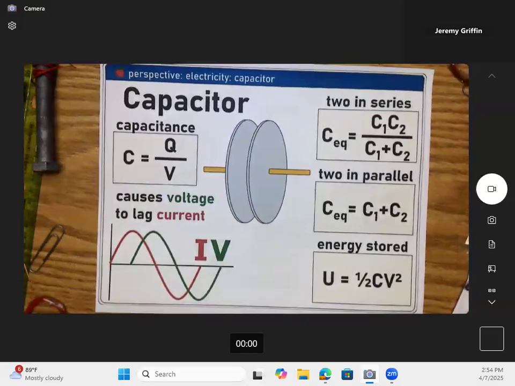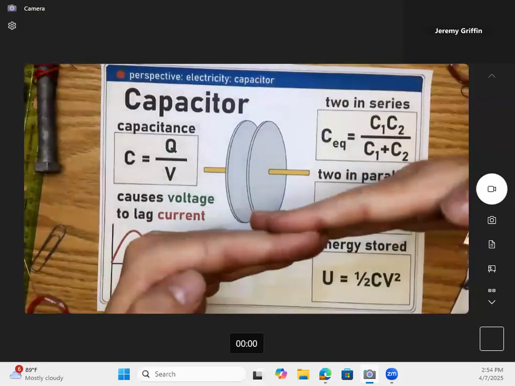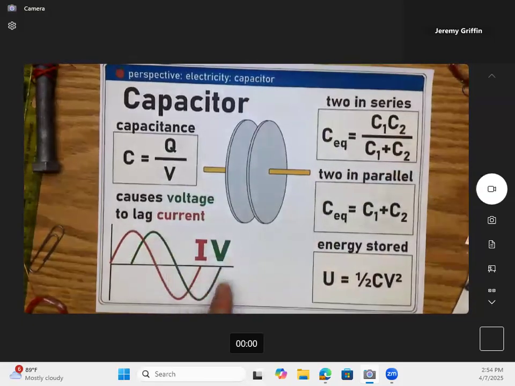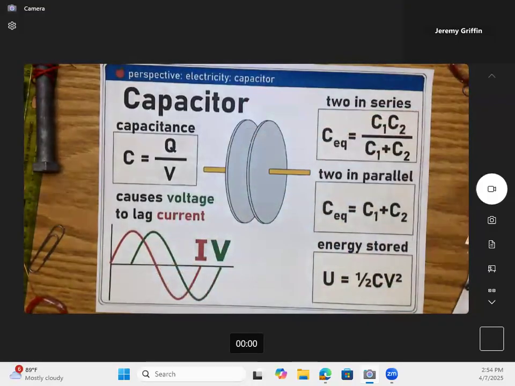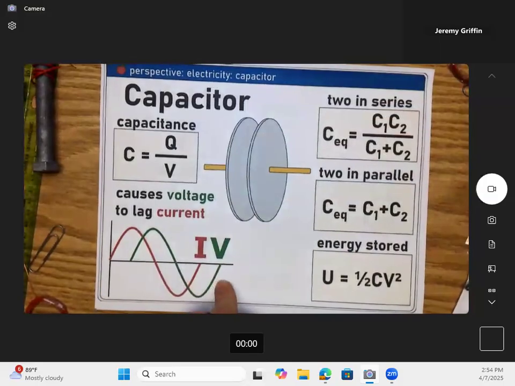If you have one of these in your circuit, what does it cause the voltage to do? It causes the voltage to lag. You hit the on switch that closes the circuit, bam, it takes a while for the voltage to build up. You hit the off switch, which opens it up, and the voltage doesn't disappear right away. It takes a while to dissipate. That's what this graph is trying to show: the voltage lags behind the current.